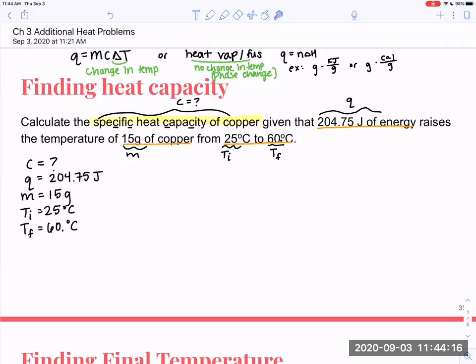So now I can make this decision. Am I using Q equals mC delta T, or am I using the heat of vaporization? Because I see a change in temperature, I'm going to use this equation. And so I'm going to pull this equation down into my work area.